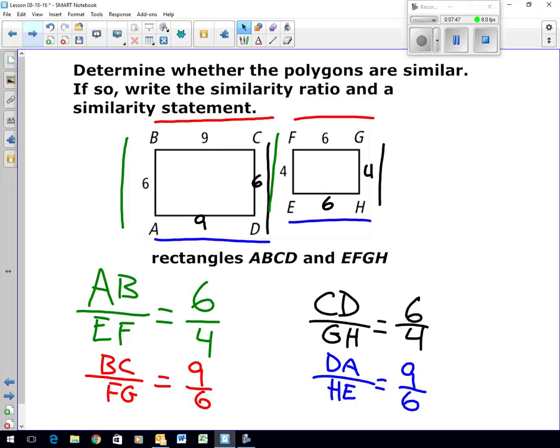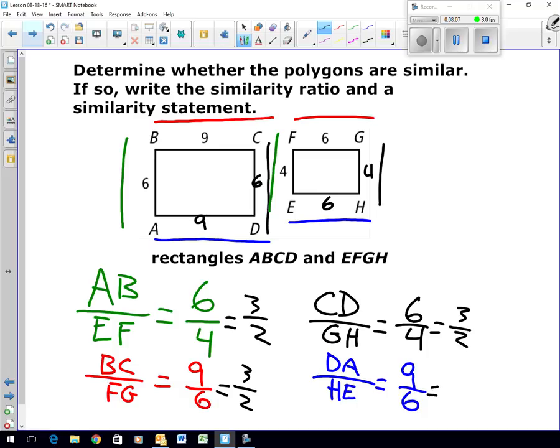Right? What's the... 3 over 2. How about here? How about here? How about here? All right. So, yes or no? These side lengths are proportional. Yes. Okay. Are they congruent?